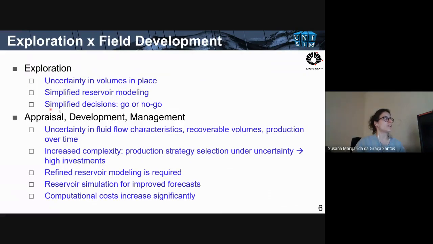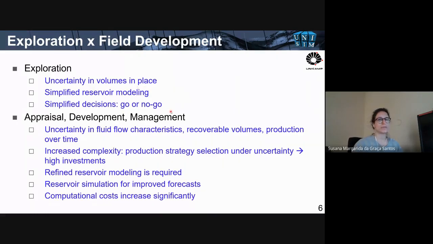So basically, when you are talking about exploration, if you read papers about exploration, you will see that uncertainty in volumes in place is their biggest problem, okay? And they use very simplified reservoir modeling techniques, okay? And also the kind of decisions they're evaluating are much more simple than the ones we are evaluating. They are talking more about what we call go or no go, which is, for example, declare the commerciality of the reservoir and go forward with the development of the field, or abandonment.